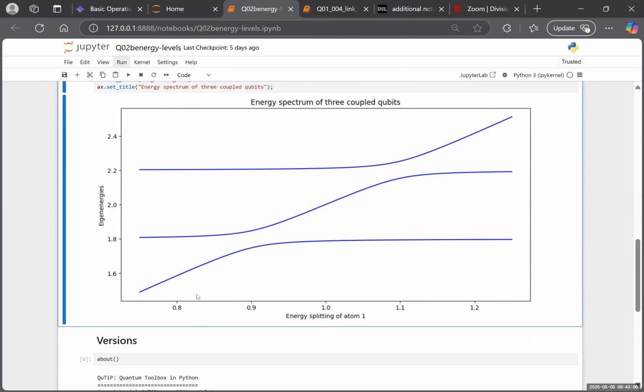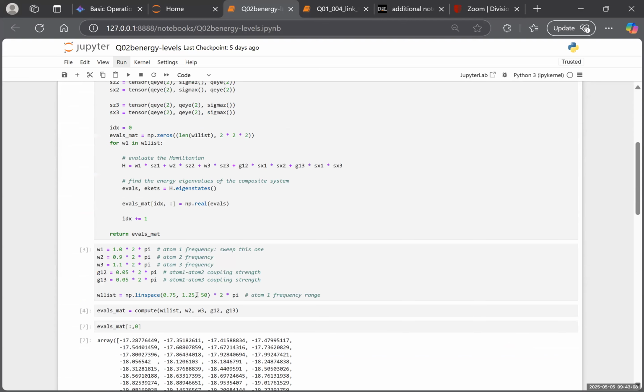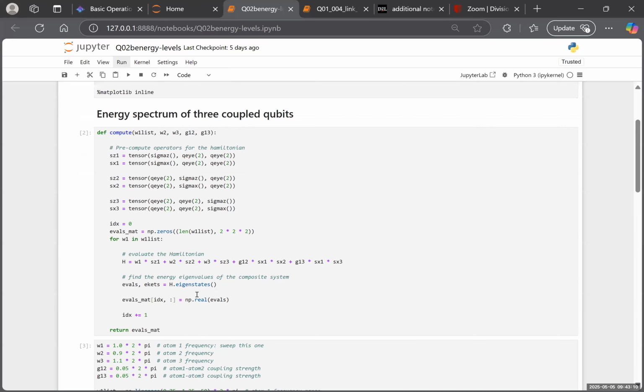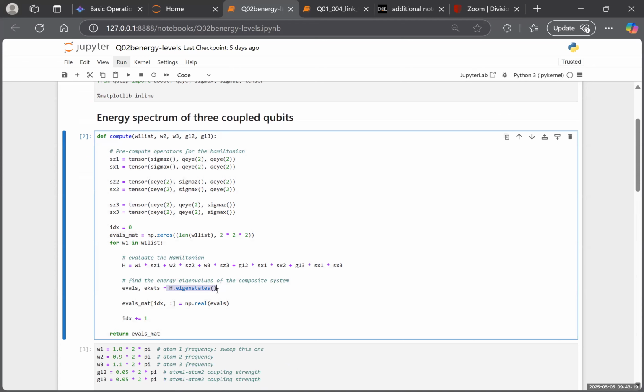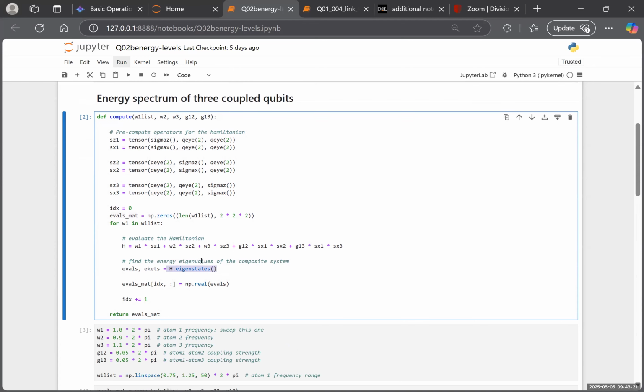Okay, so that's it for this very short notebook. It's just demonstrating how you do the diagonalization, like how you set up the Hamiltonian and do the diagonalization. So really what you learned here is this function.